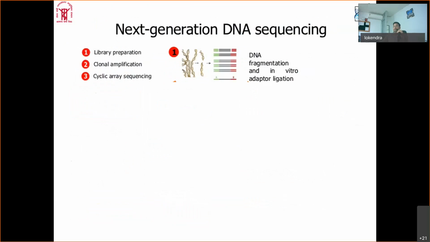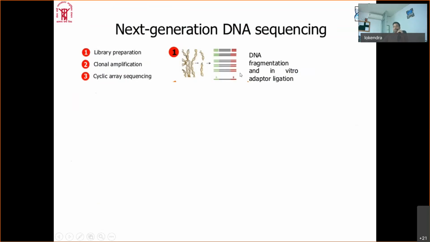If we want to look more closely at NGS, library preparation, clonal amplification, and cyclic array sequencing are the three major steps, in which one has to first prepare the library. Library means that after DNA fragmentation, you attach the adapter. Adapters are known DNA sequences that are attached to the unknown sequence of DNA. Based on these known sequences, you can have primers to amplify the unknown part, and as soon as you amplify it, you detect it with certain methods.